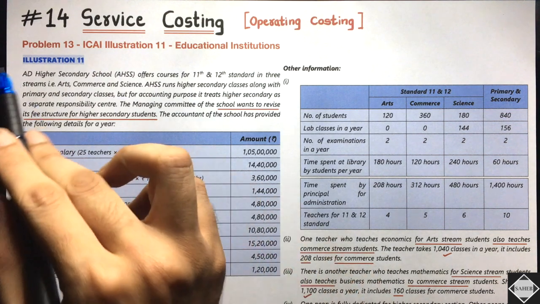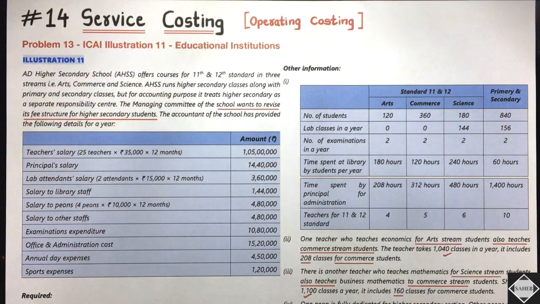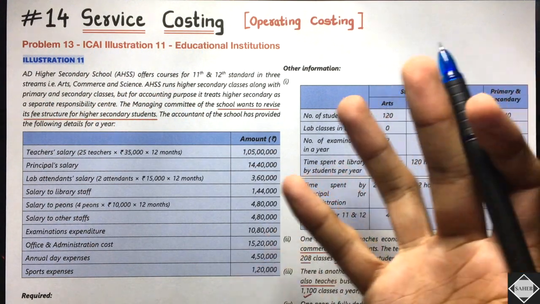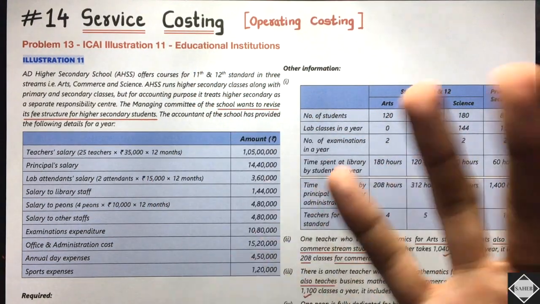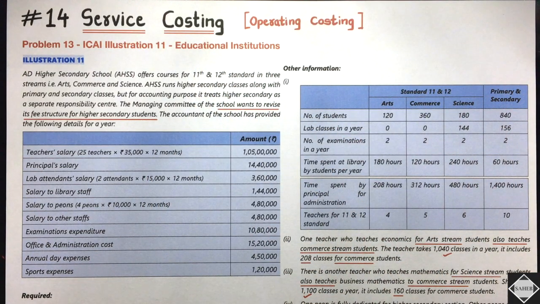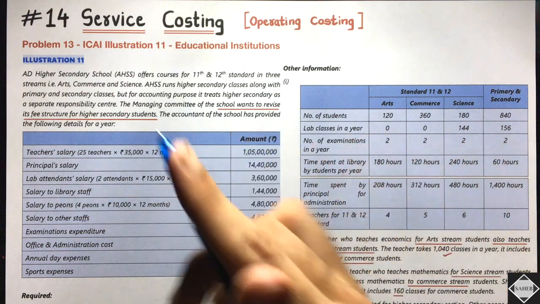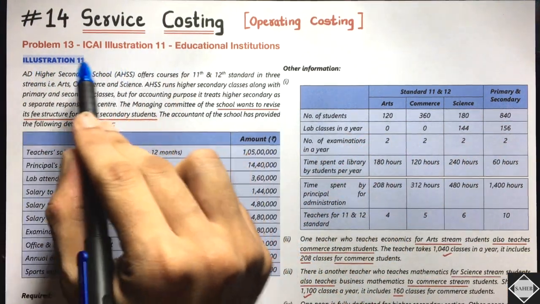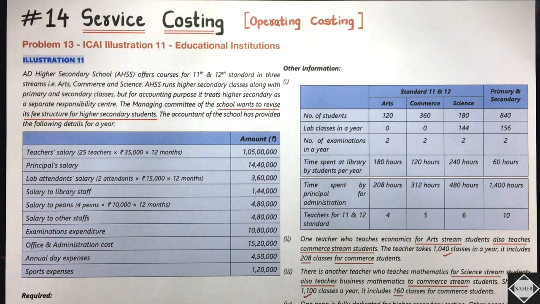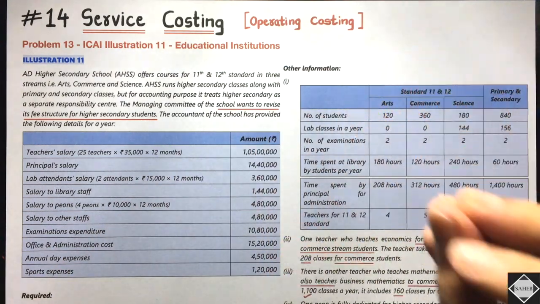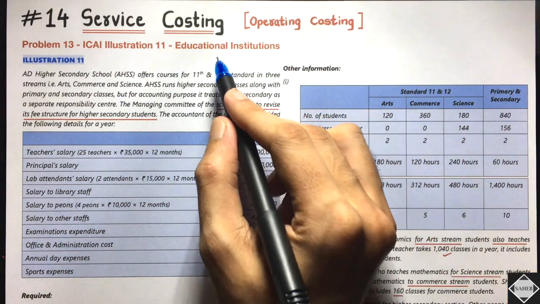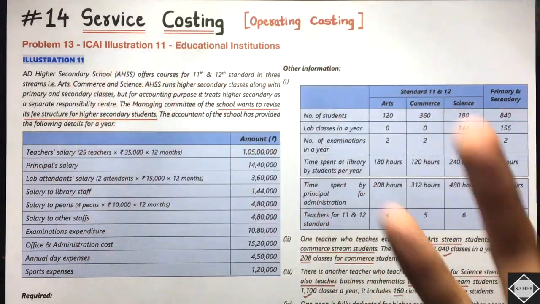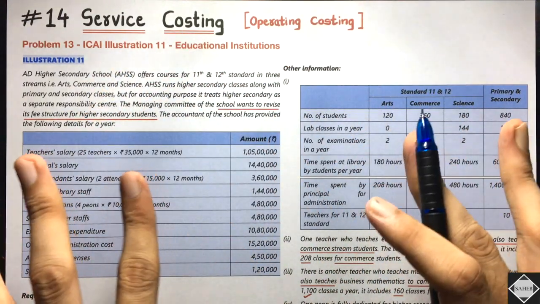Today in this 14th video of the service costing chapter, we are going to cover a new industry, that of educational institutions, right? Schools, colleges. So here we have problem 30, which is illustration 11 from the ICAI study material. But before going ahead with this video, let's understand a little bit about educational institutions, what the cost unit is and a little background, and then we'll come back to this.